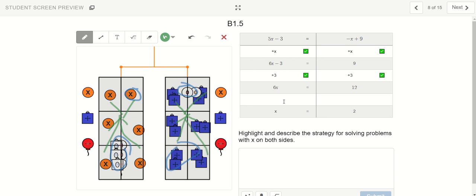So the last step is to divide both sides by 6. And we get x equals 2. So what's the strategy for solving x on both sides? We can cancel a negative x with a positive x.